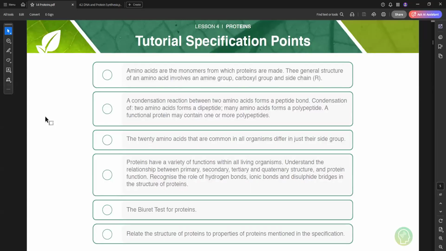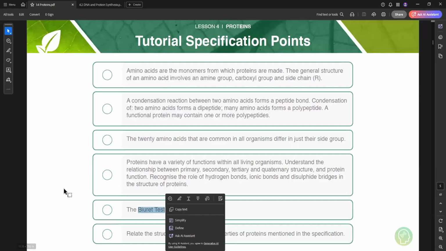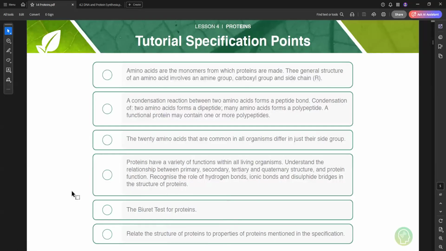But spelling is actually something that becomes more important in A-level biology because things are spelled quite similarly. So with your tests, make sure you do learn the spellings. Okay, fine.